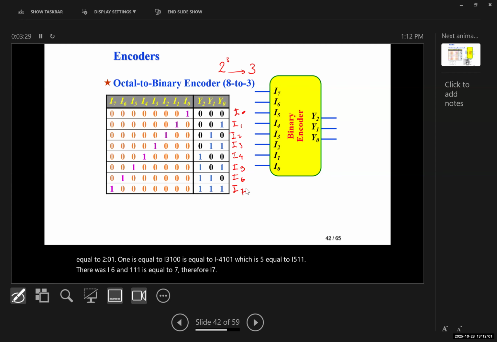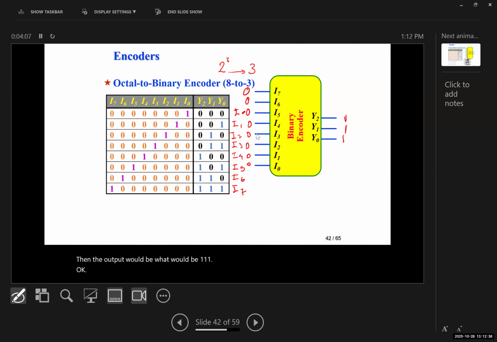So a good way to memorize it, just convert this to decimal. So 1, 1, 1 is equal to 7. So we know that I7 goes to the output, or in other words, Y0, Y1, Y2 would be I7 when I7 is activated. So how does this work? Here, if this is 1 and the rest is 0, then the output would be what? Would be 1, 1, 1. Okay.